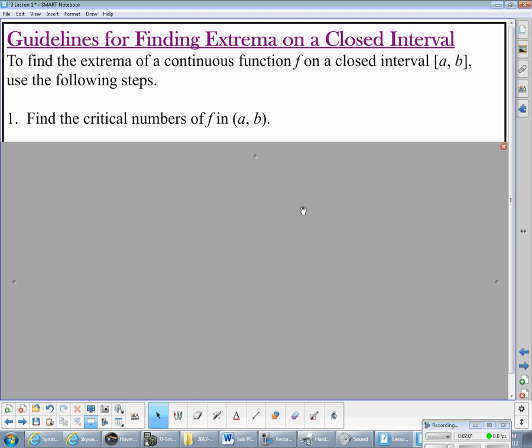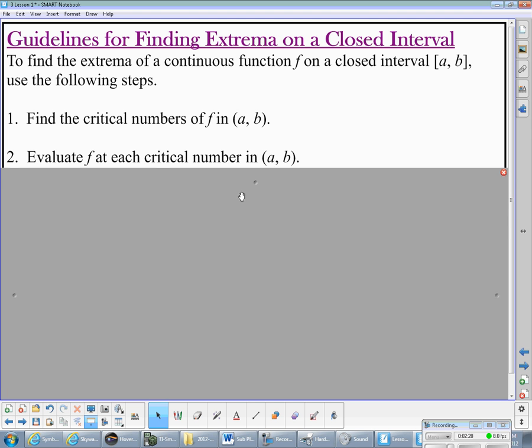And I was writing as I talked here, multitasking, and so I'm ready to write down number one. I was just writing down all that stuff at the top. So step one is to find the critical numbers on the open interval. And remember, to find the critical numbers, we take the derivative and set it equal to 0.